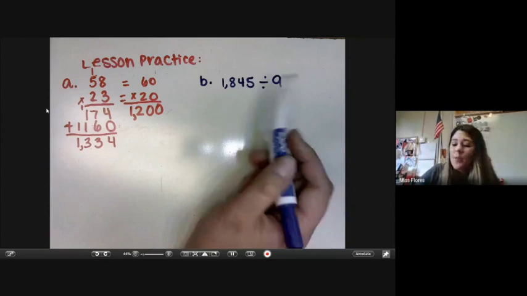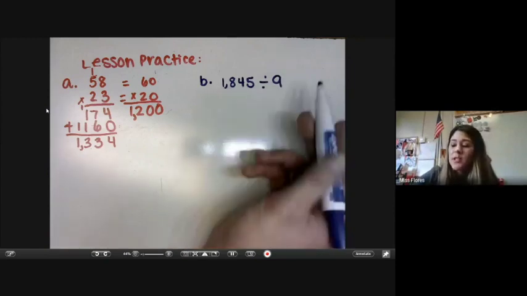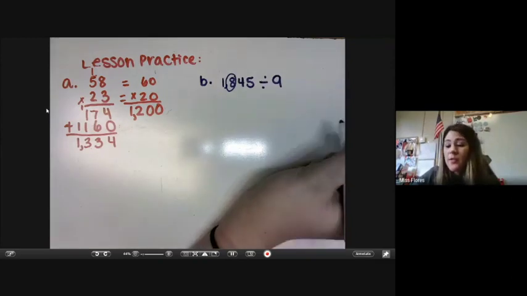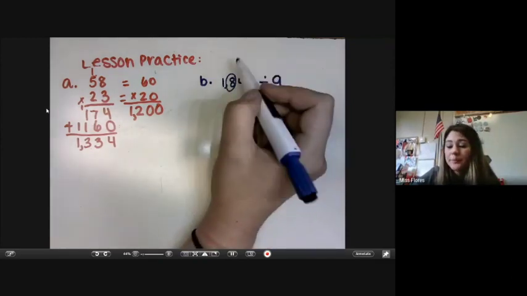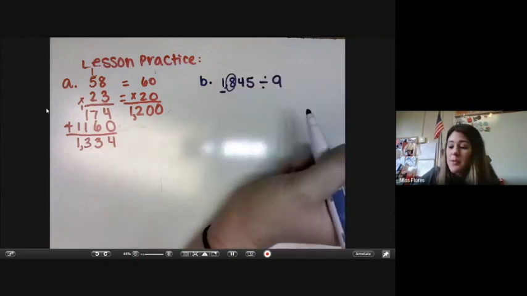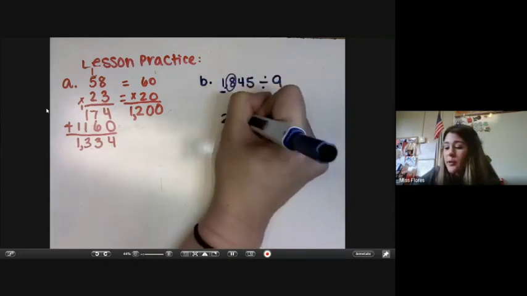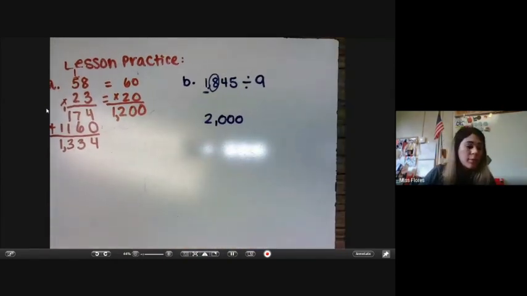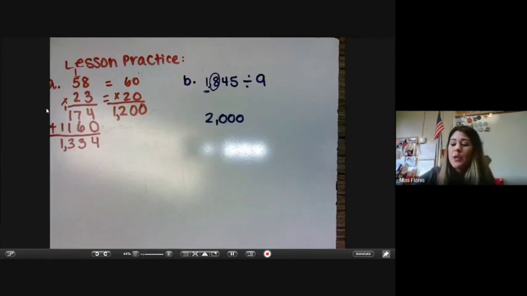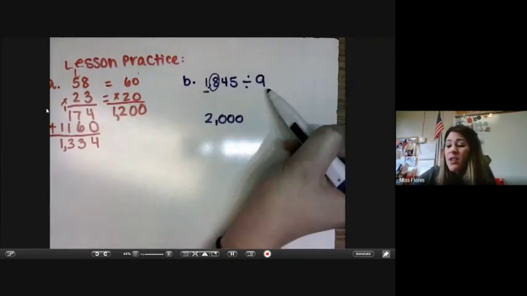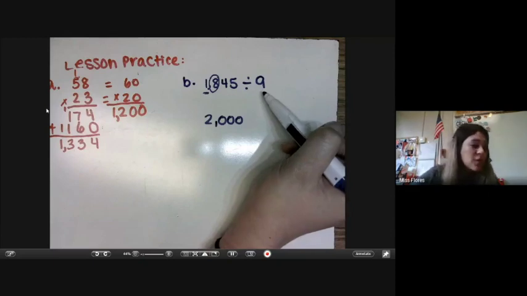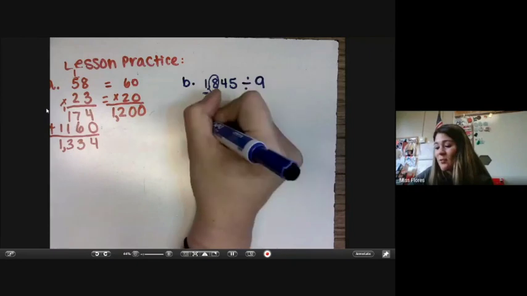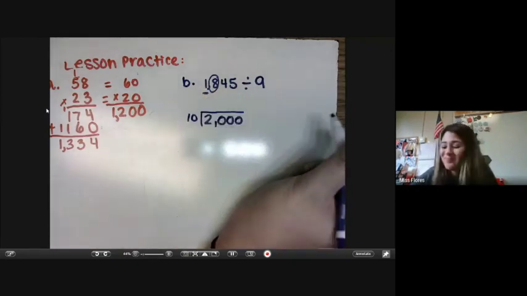Okay, so because we're rounding to the nearest 1,000, we need to look at the 8 right here. And 8 is greater than 5, so that means our 1 is going to go up. So this is actually going to be rounded to 2,000. And I'm going to write it a little bit lower because I'm going to need some extra work to work out the real problem. And then we look at the 9, and 9 is above 5. So that means that we are rounding it to, hopefully you answered that, 10.